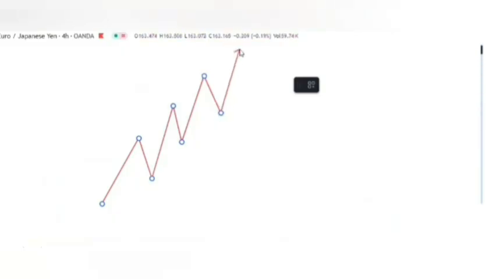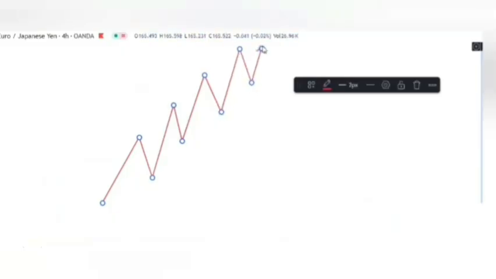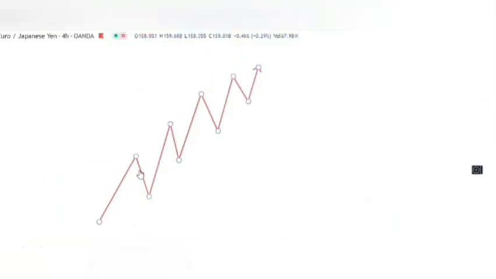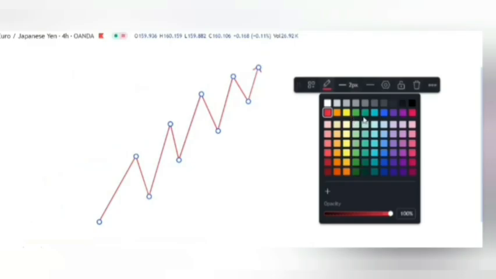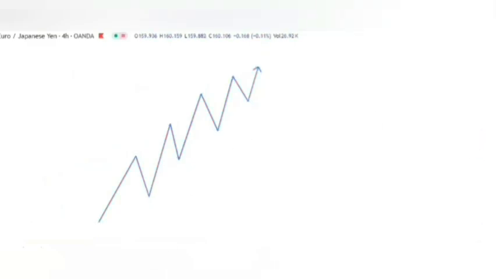Let's say the market is bullish. It's creating this impulse and correction. There's an impulse move and then there's a correction move. Each time the market creates higher highs, like in this case, in a bullish market structure, there has to be a break of structure to the upside.